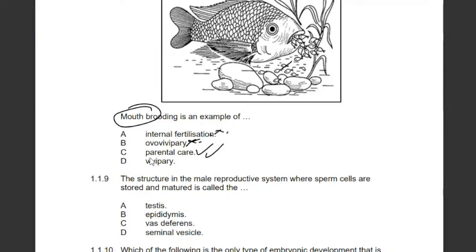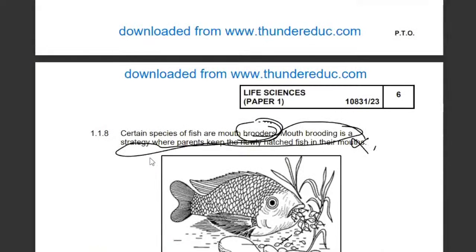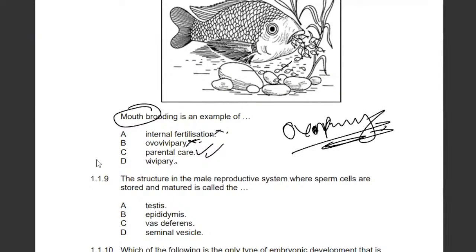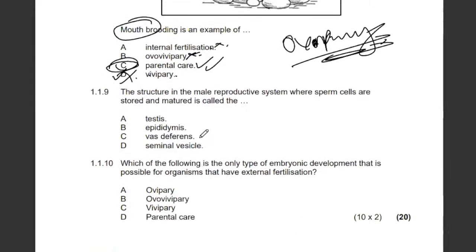And then viviparity, definitely no, because they hatched them a long time ago. And whenever you talk about hatching, you talk about oviparity. So this is not in. The best answer is C, which is parental care. Basically, that is what is happening in there.